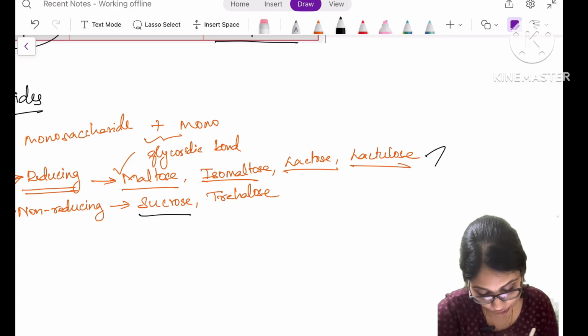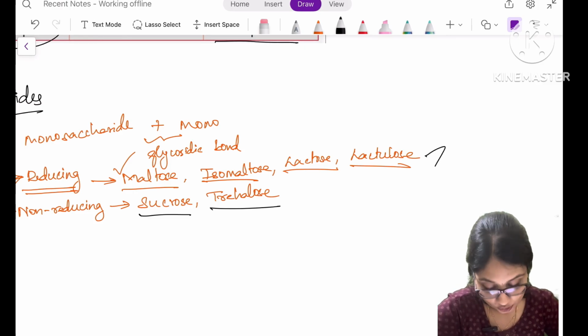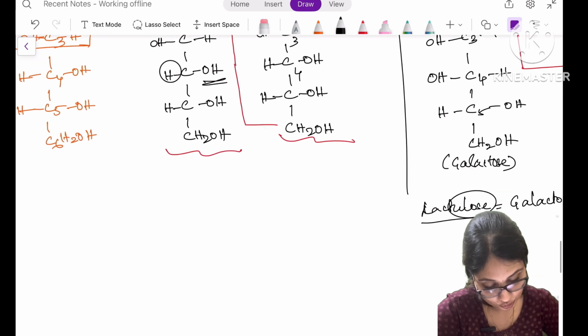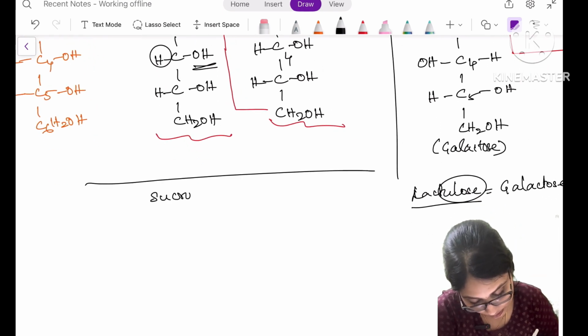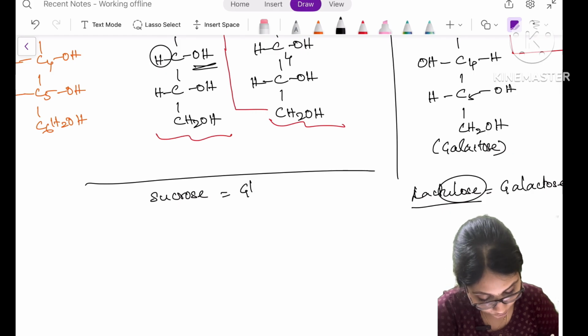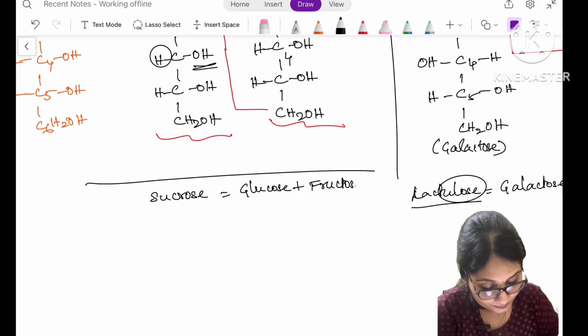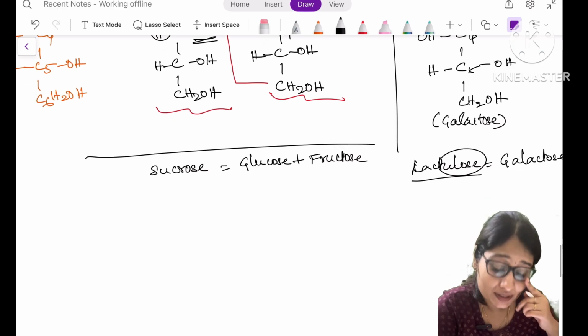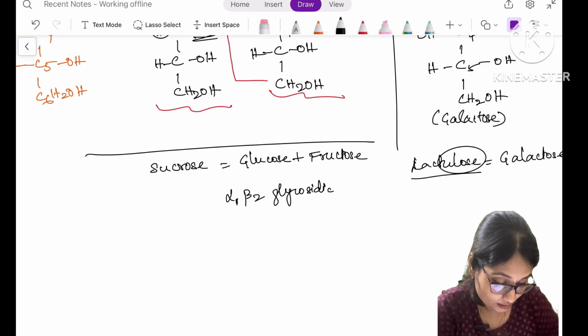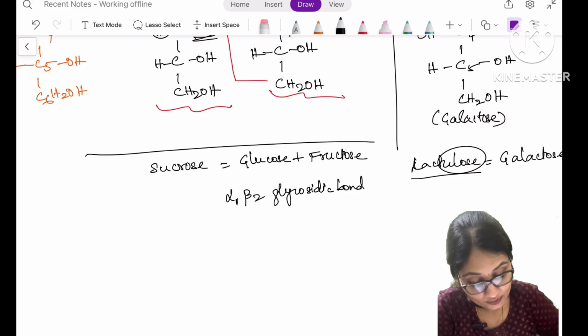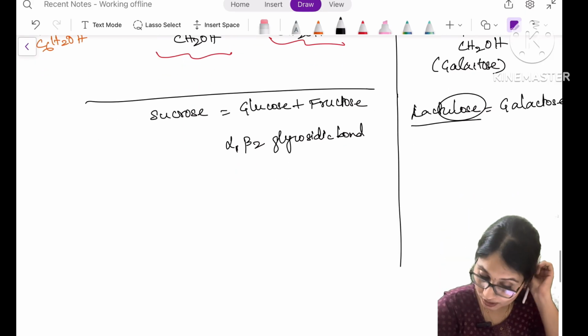Now let's discuss sucrose plus trehalose. Let me draw sucrose. Sucrose is a combination of glucose plus fructose, and the bond here is alpha 1 beta 2 glycosidic bond.